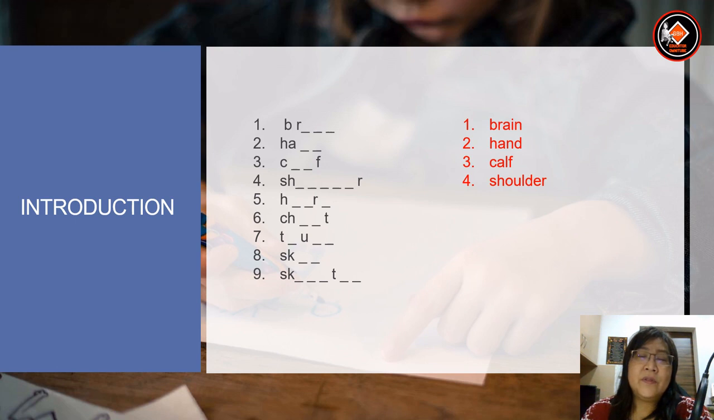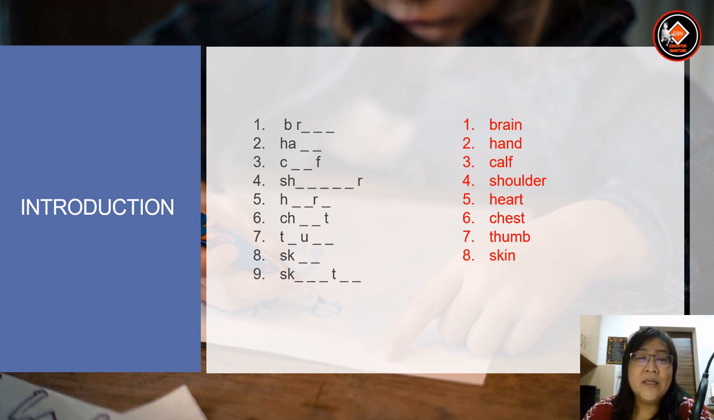Number 5, H, and you have 2 blanks there, and R and another blank. So the answer is heart. Number 6, C, H, and then you have a T. So answer is chest. Number 7, T and U. So the answer is thumb. Number 8, SK, and then there are 2 missing letters. So the answer is skin.